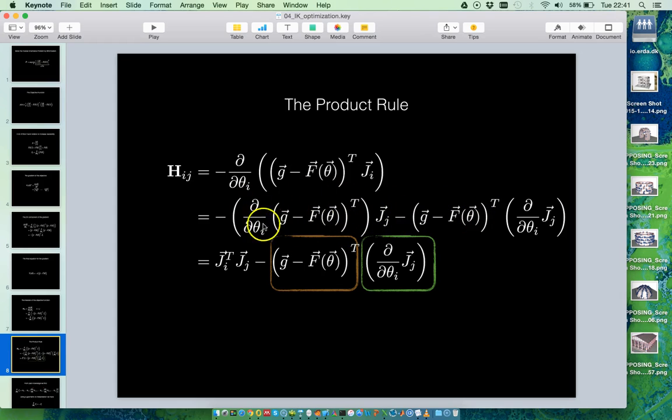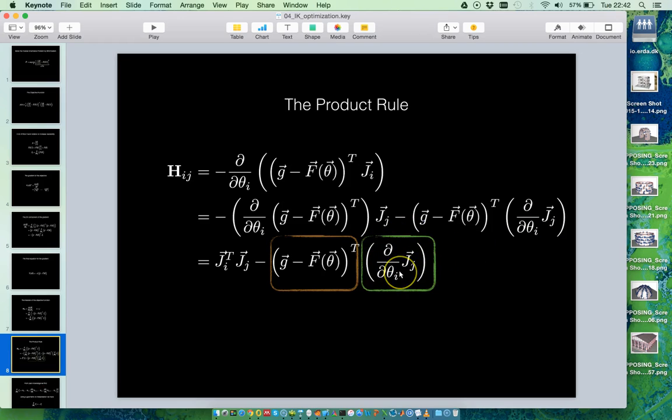Looking more closely at the first term, we notice the partial derivative applied to the difference vector. G is a constant, it will go away. Minus times minus becomes a plus. The partial derivative of the end effector becomes the ith column of the Jacobian, which means that the first term simplifies to the ith column of the Jacobian multiplied by the jth column of the Jacobian. In the last term we have the difference vector between the goal and end effector multiplied by the partial derivative of the jth column of the Jacobian with respect to theta i.